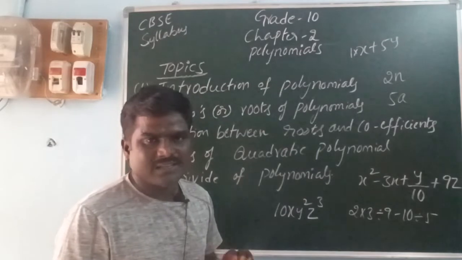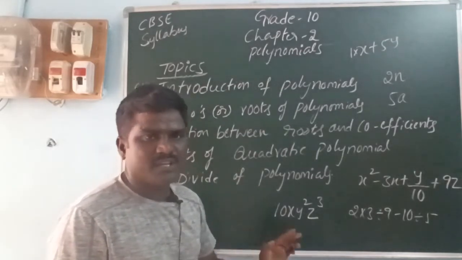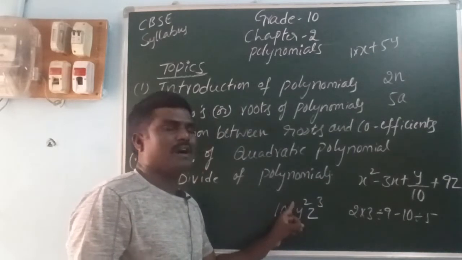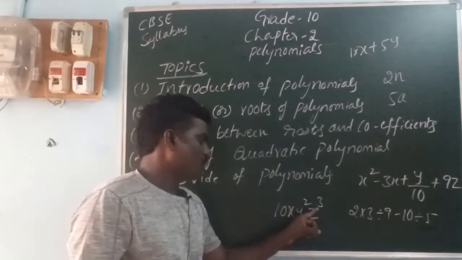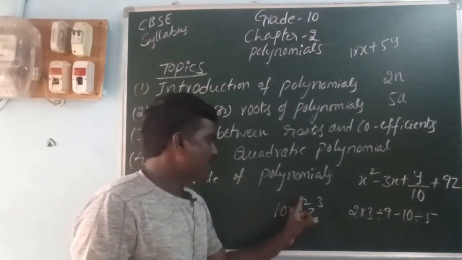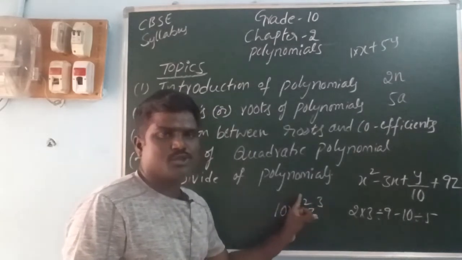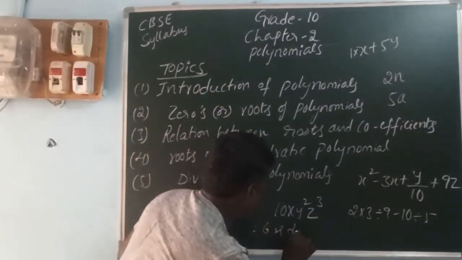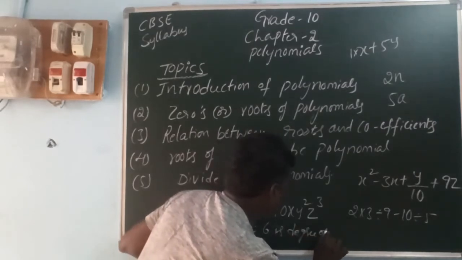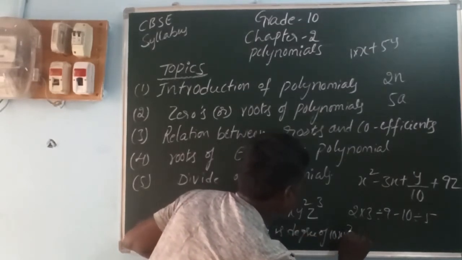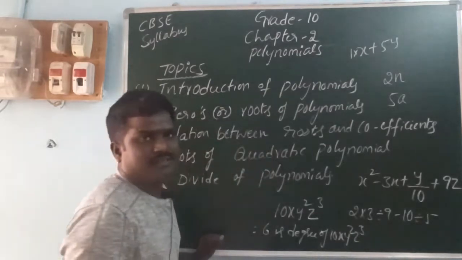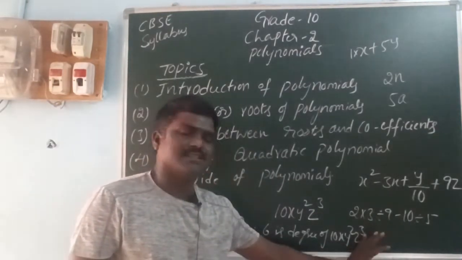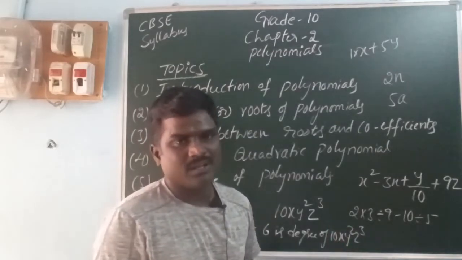So what is called degree? The sum of powers of variables of a term. Here there is no power, so what is the power? 1. Here y power is how much? 2. Z power is how much? 3. 1 plus 2 plus 3. How much? 1 plus 2 is 3, 3 plus 3 is how much? 6. So 6 is the degree of 10x y square z cube. This is called degree.